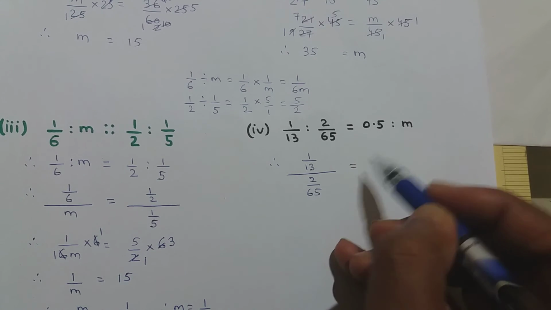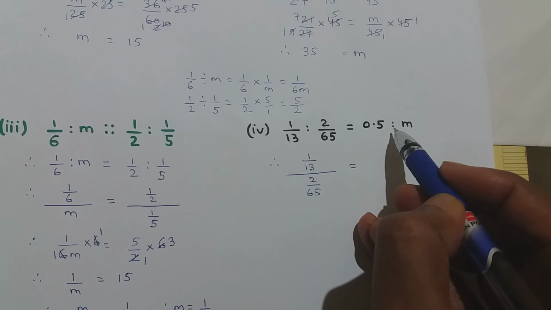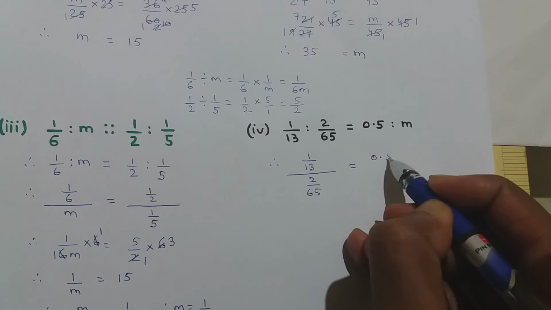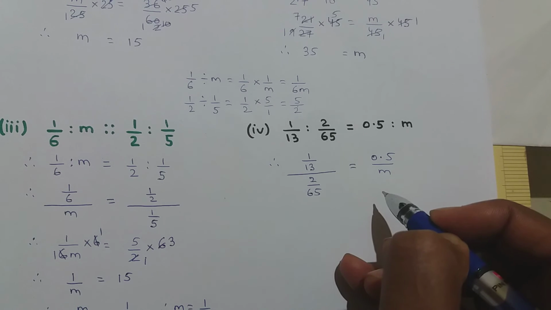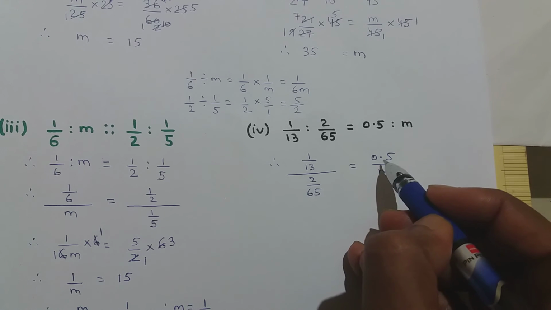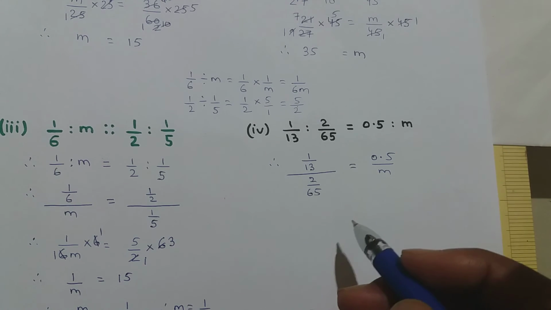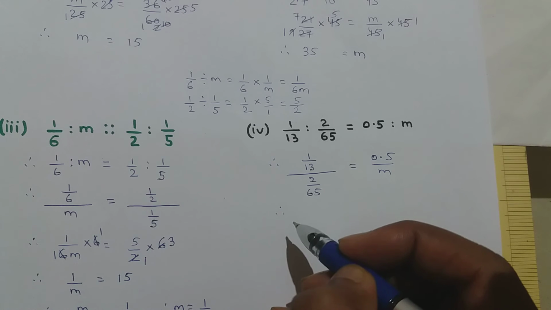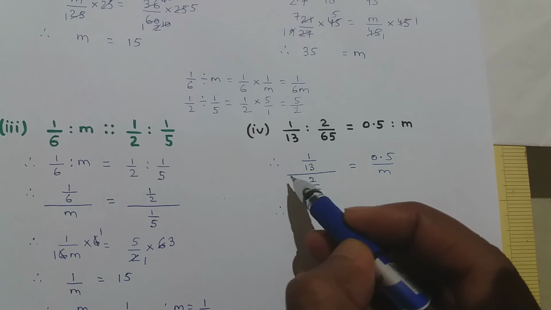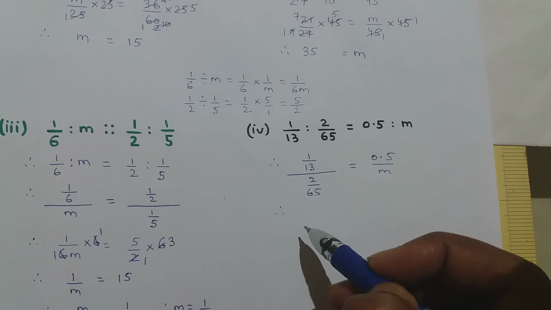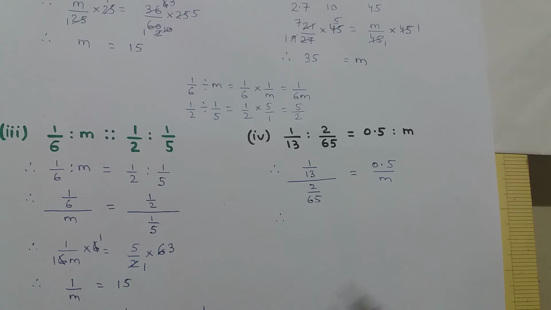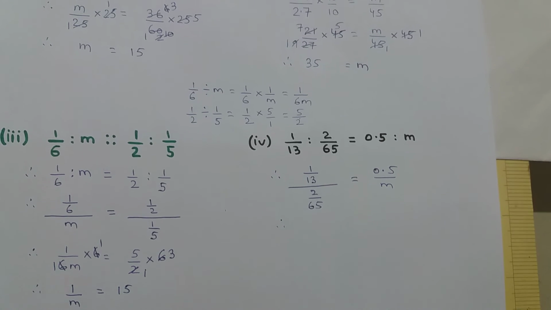That is equal to, now 0.5 is to m. This I can write as 0.5 upon m. Now on the left hand side of the equation I have 1 upon 13 upon 2 upon 65. So let us simplify this. I will do the working over here.